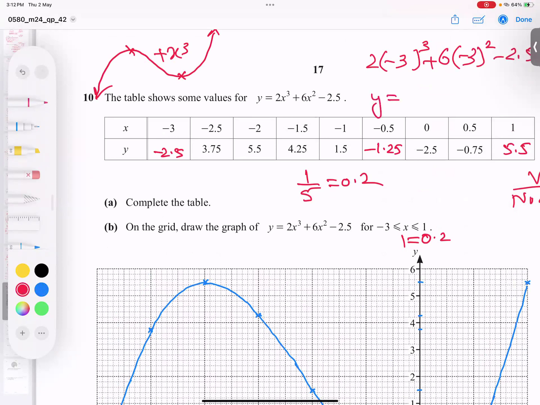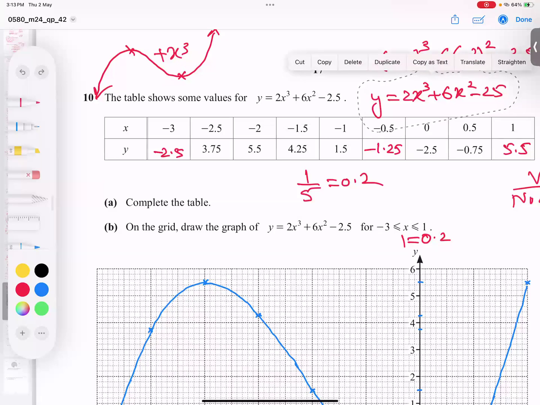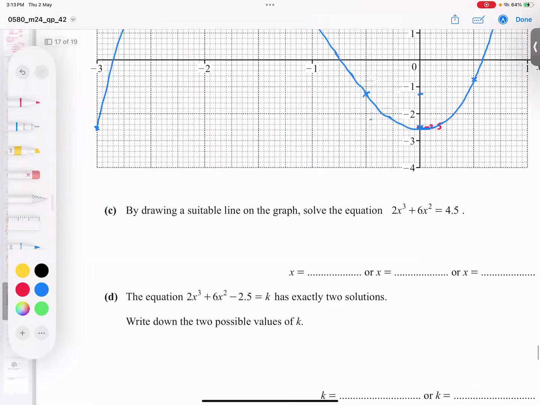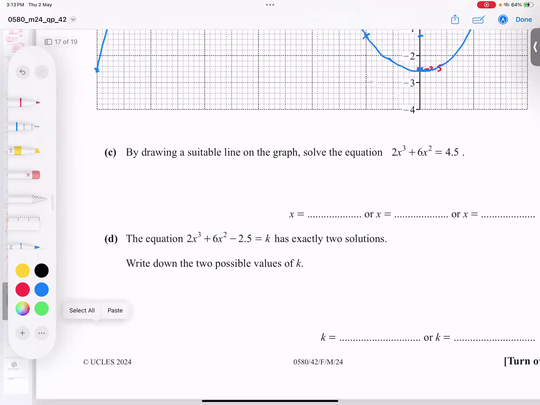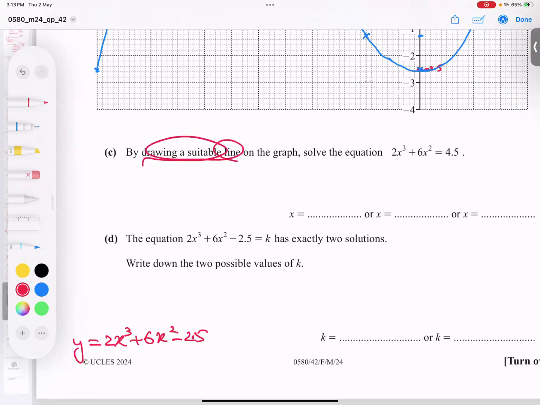So please copy paste this equation. I'm doing copy paste, but in the exam you will copy this equation and use it in the below parts. Let me check. No, this is 2.5. Anyway, I change it here. Cut from here, I bring down and I paste here. And 2.5. Check it by drawing a suitable line on the graph, solve this equation. Check, is this matching? Correct.